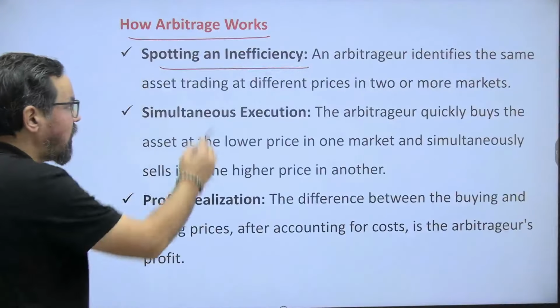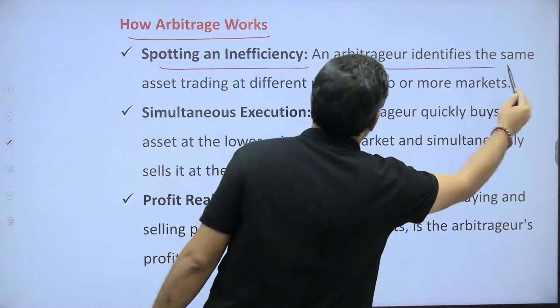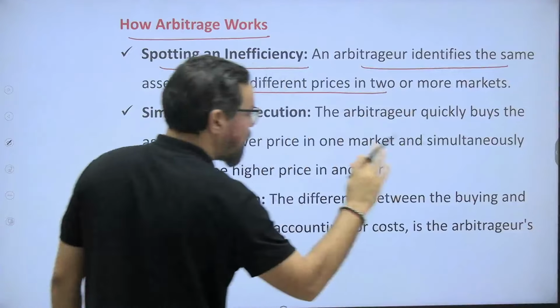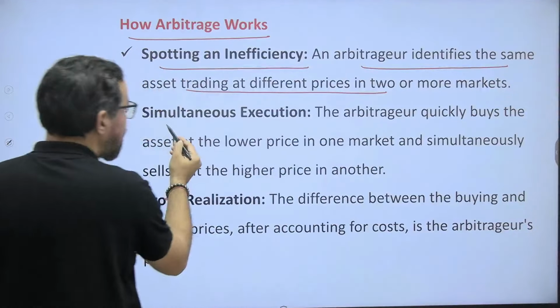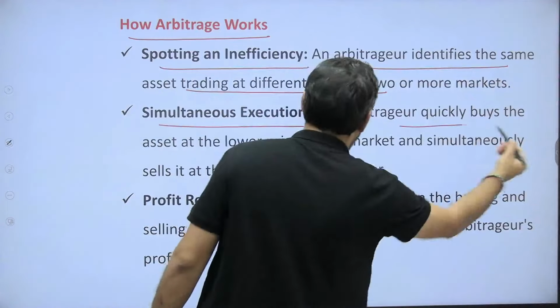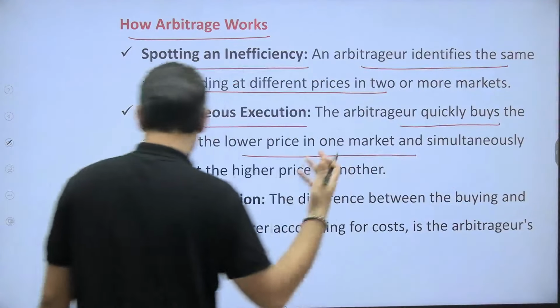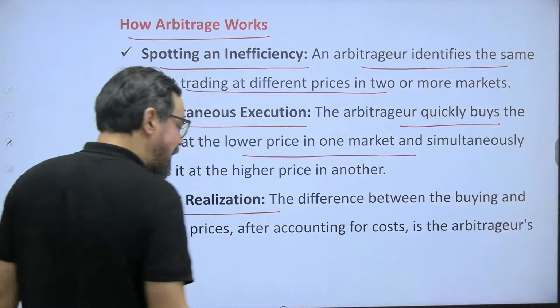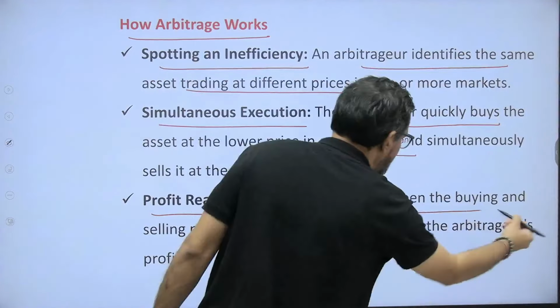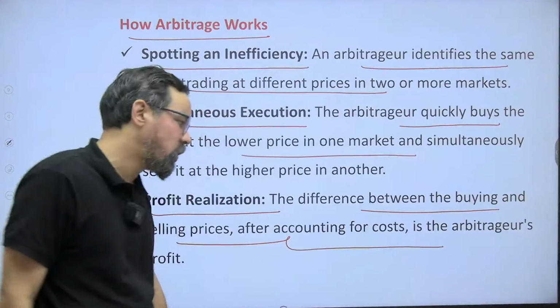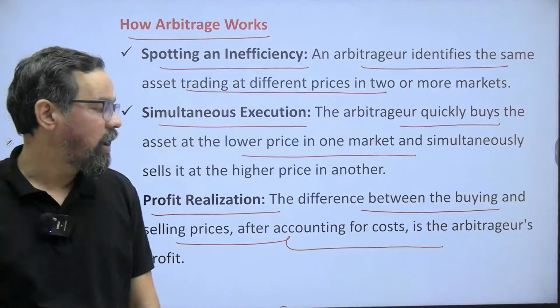So spotting an inefficiency: arbitrage identifies the same asset trading at different prices in two markets. Then simultaneous execution: you have to buy in one market and sell in another one, so quickly make the benefit from this. And profit realization: the difference between the buying and selling price after accounting for cost is your arbitrage profit.